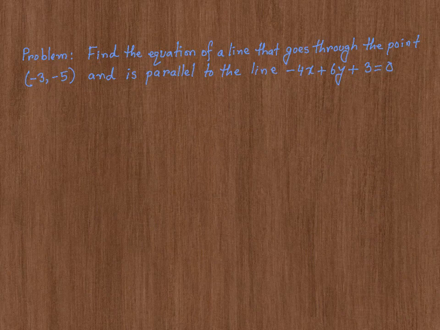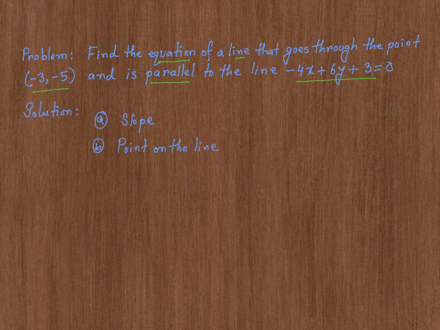In this video, I am going to find the equation of a line that goes through this point, and also this line is parallel to this given line, negative 4x plus 6y plus 3 is equal to 0.